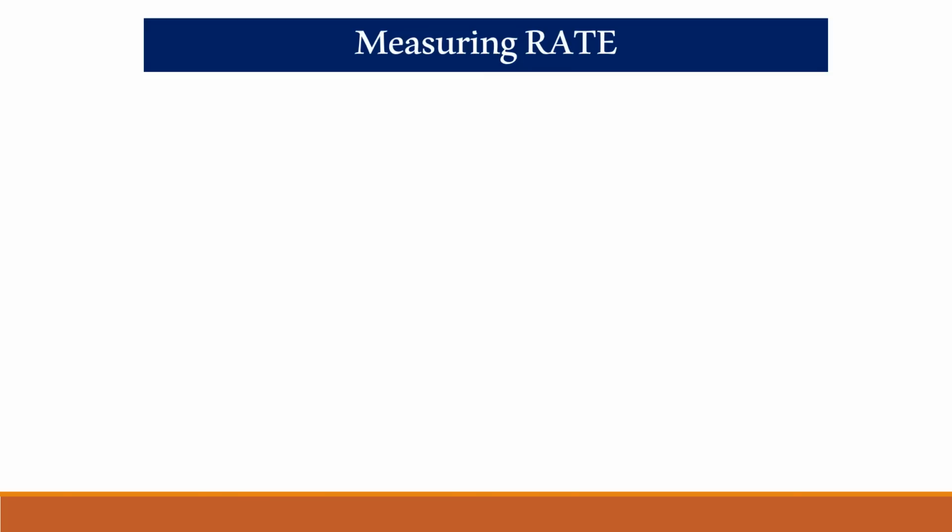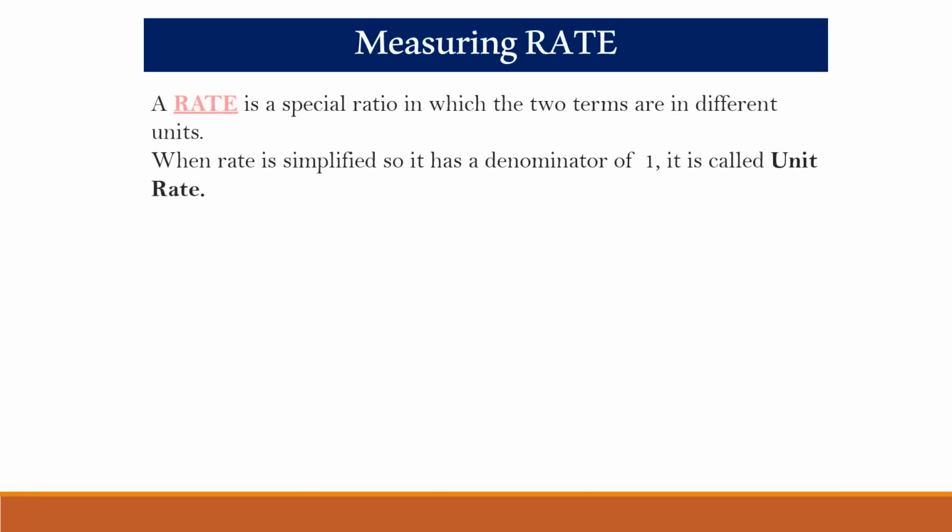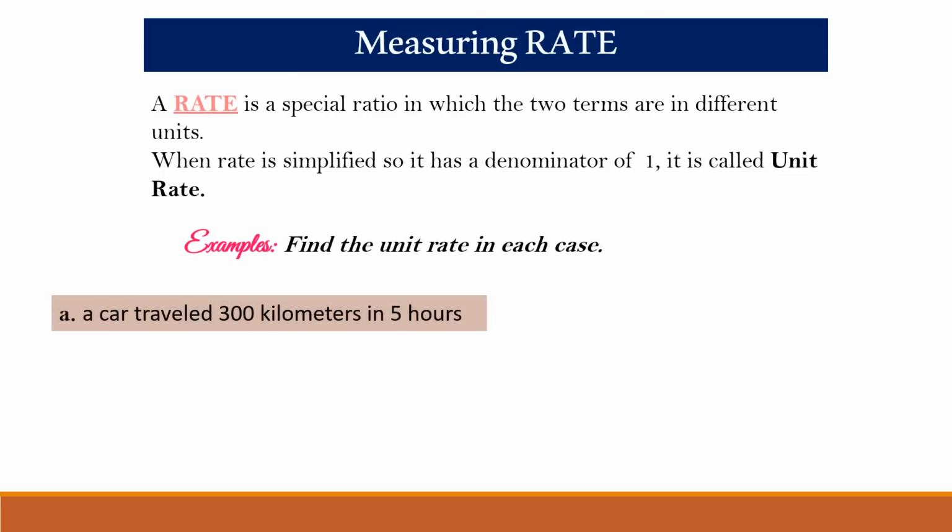Lastly, we have the measure of rate. A rate is a special ratio in which the two terms are in different units. When a rate is simplified so that it has a denominator of 1, it is called a unit rate. Here are some examples. We are going to find the unit rate in each case.